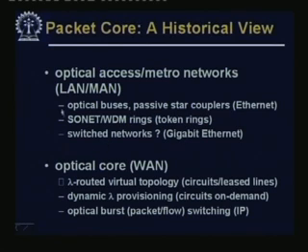So, these are the kind of technology that is deployed in the LAN/MAN side, whereas in the WAN side we have lambda routed virtual topology, that is circuits or leased lines. We have dynamic lambda provisioning, that means circuits on demand, and optical burst switching, which we are talking about now.